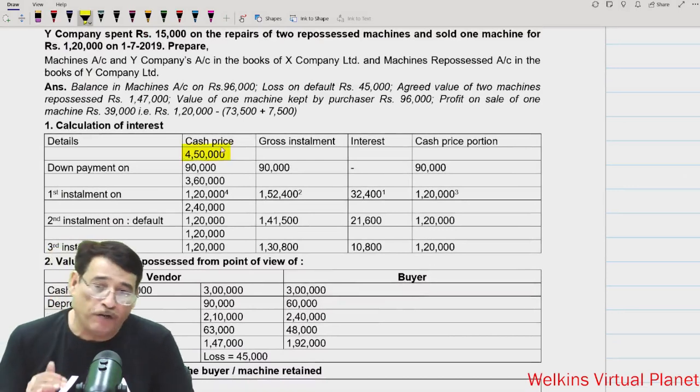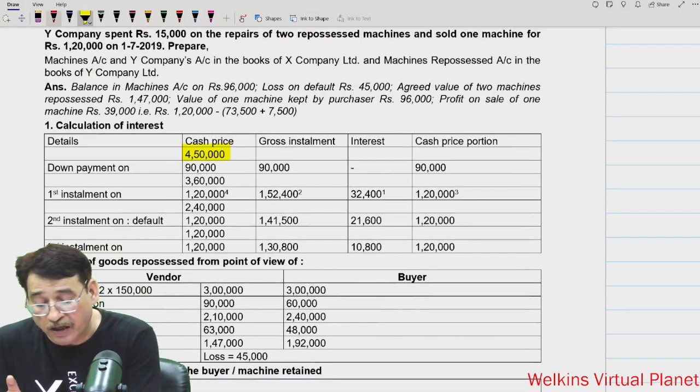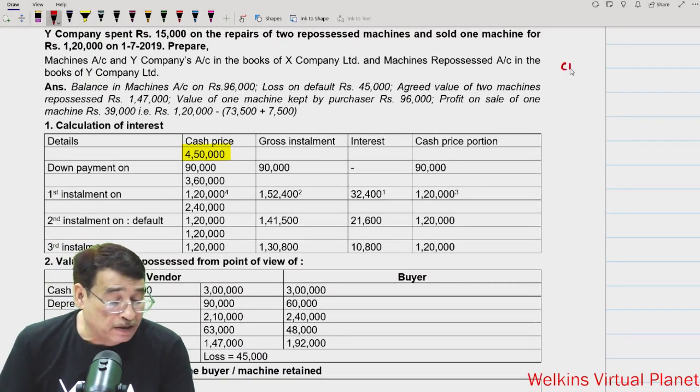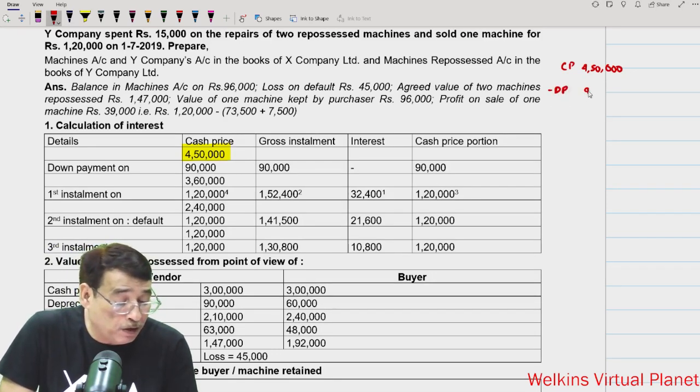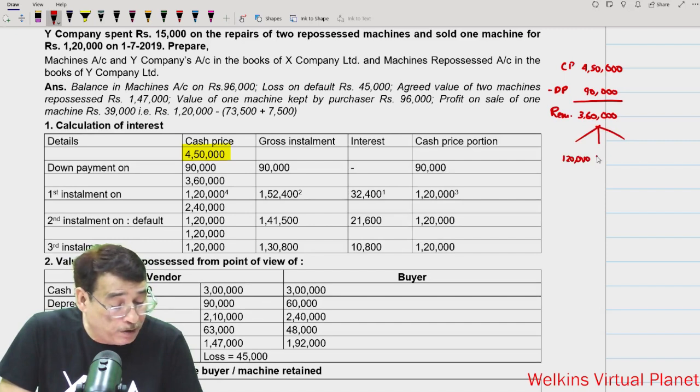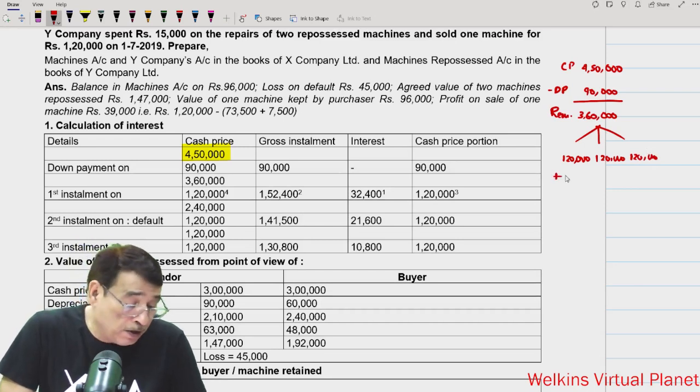3 into 1,50,000, your cash price will be 4,50,000. Now the question has very clearly stated that out of 4,50,000, you will pay the down payment, and down payment is equal to 90,000. So what will be the remaining balance? The remaining balance will be equal to this much, I think 3,60,000. And the question says that the remaining balance needs to be paid in three equal installments. So your one equal installment will be 1,20,000, correct? But along with interest of 9%.